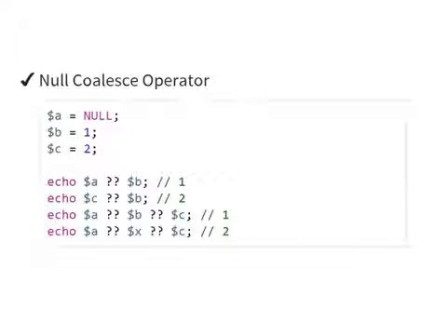Basically, something like this will return the first true, in the PHP truish sense, value. So in this case, A is null, B is 1. So null is not true, B is true. So it's going to return B in this case. Between C and B, C is 2, B is 1. In this case, C is the first true value, so it's going to return 2. Between A, B, and C, A is null, right? B is 1, so in this case you get B. And between A, X, and C, X isn't even defined. So in this case, C is the first true value.